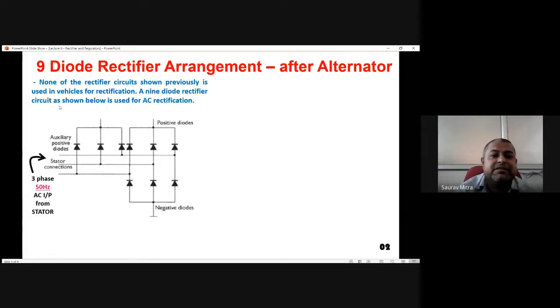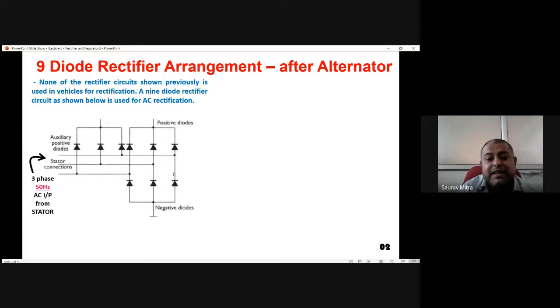So the 9-diode rectifier circuit is shown in the circuit below. Here the three-phase stator supply is connected from here, a star connected or delta connected stator. If it is delta connected, it will be generating a three-phase 3-wire system like this. Let's consider each phase has a frequency of 50 hertz. This is mainly for domestic application. For vehicle application, this frequency is quite high, more than that. But just for understanding's sake, let us say that each phase is producing 50 hertz AC. So all these three phases are coming out here.